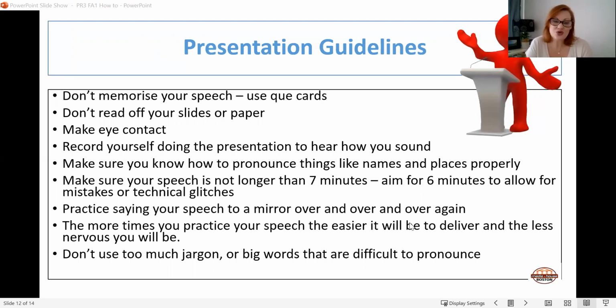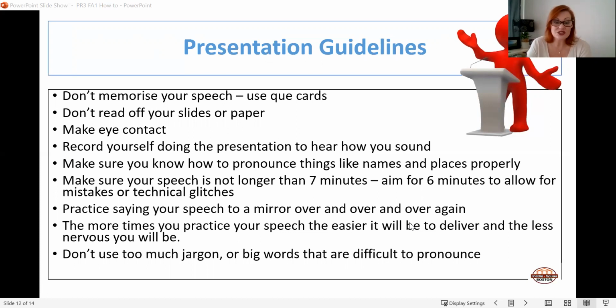It's a good idea to record yourself doing it. You can do it on Zoom. You just record the class or record your presentation and then go back and watch it and see how you sound, see what you say, see that you're making eye contact and that you're coming across professionally and presenting professionally. Make sure you pronounce things properly, so you learn how to pronounce people's names and places, because in this situation, you don't want to be mispronouncing things.